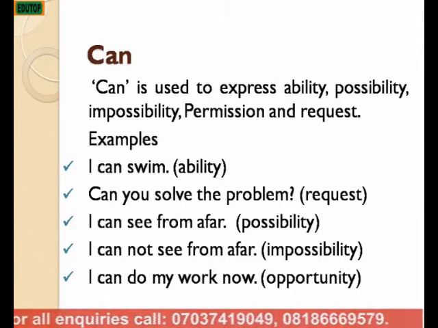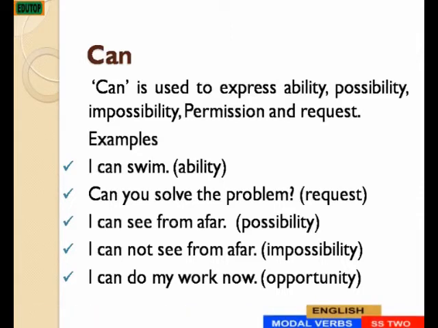Can you solve the problem? This is a request. I can see from afar. Possibility. I cannot see from afar. This is expressing impossibility. I can do my homework now. This is opportunity. So, can as a modal verb can express ability, request, possibility, impossibility, and opportunity as reflected in these sentences.